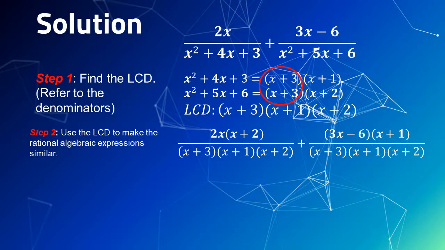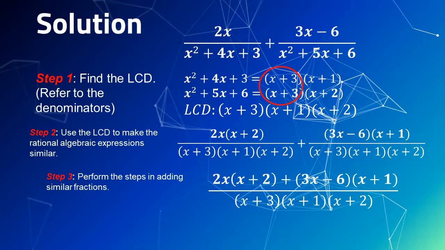So the remaining value is x plus 2. X plus 2 is multiplied to 2x, and that is 2x times x plus 2. This one, the denominator, will be divided by x plus 3 times the quantity of x plus 2. And then the answer is x plus 1. Multiplied to this one, the answer here is 3x minus 6 times the quantity of x plus 1. I mean 3x only. 3x minus 6 times the quantity of x plus 1.